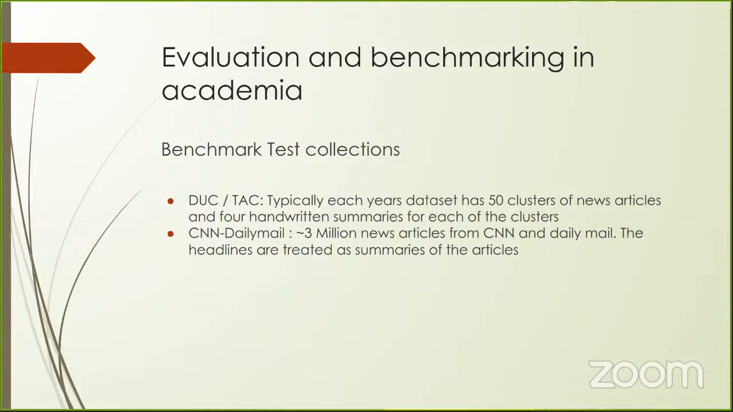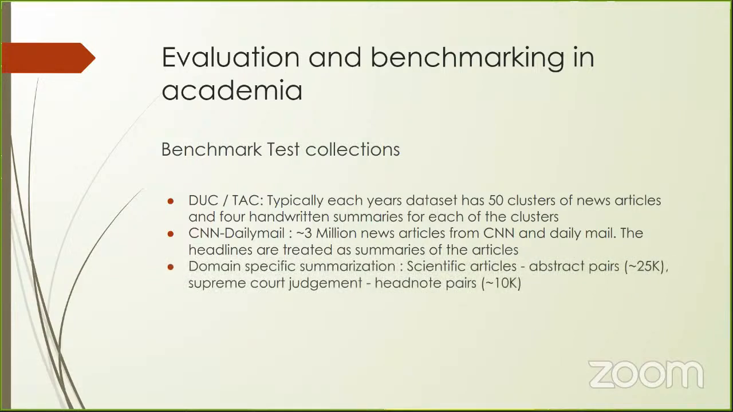So each of these news articles has a 3-bullet point summary, handwritten by the news reporter itself. This is how it appears on the website. So you treat that as the handwritten summary and the rest of the article is content. And then you generate your own summary from the rest of the article and compare it to the headlines and see how good your summary was.